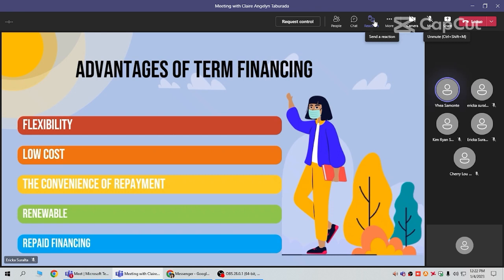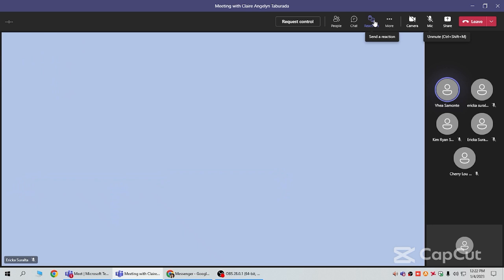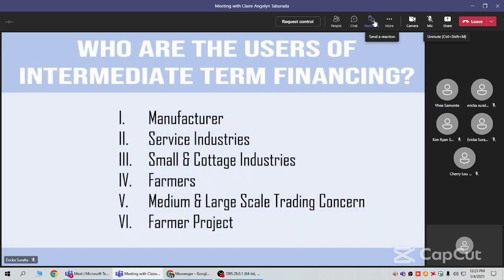So, who are the users of intermediate term financing? Next slide. First is manufacturers, then service industries, small and cottage industries, farmers, medium and large scale trading concerns, and farm projects. That's it. Thank you.